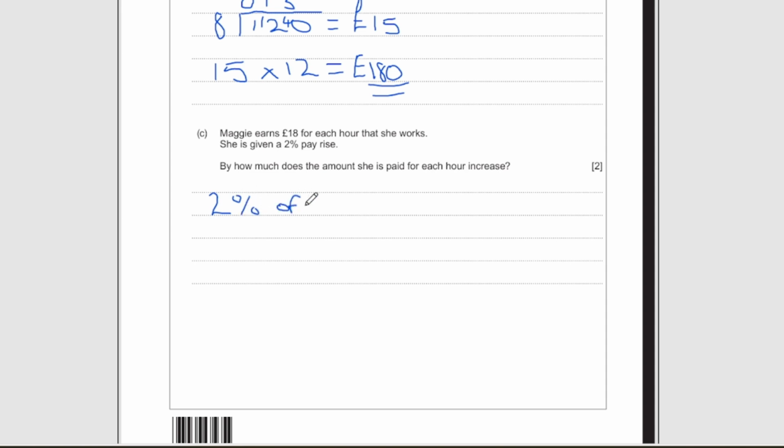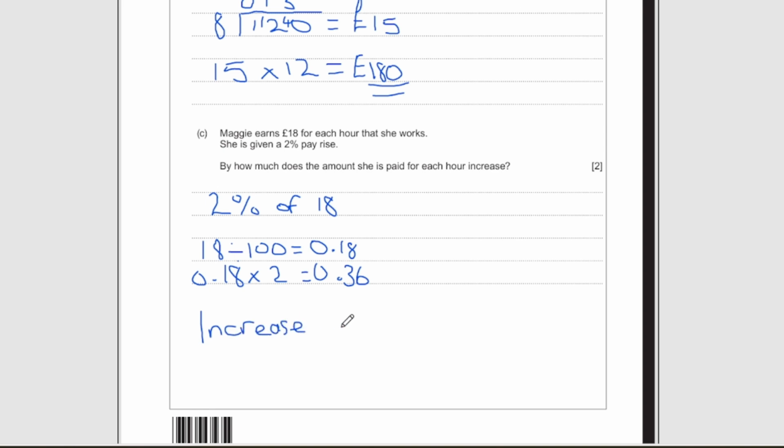2% of 18. Best way of doing that is divide by 100 times by 2. So 18 divided by 100 equals 0.18. 0.18 times 2 equals 0.36. So it increases by 36p. Apologies for my handwriting, increases by 36p.